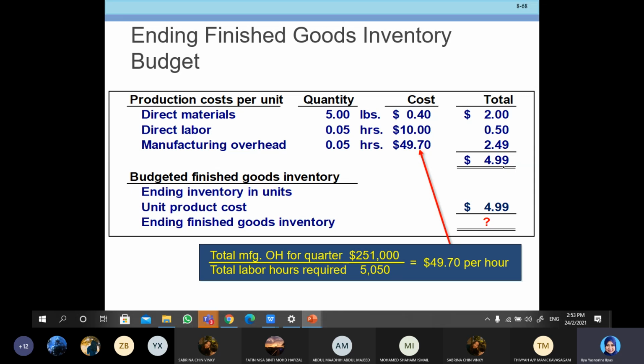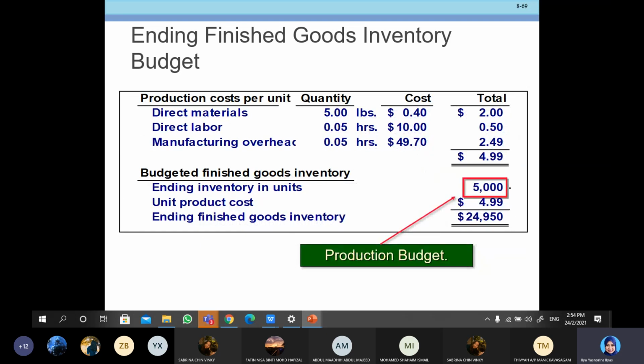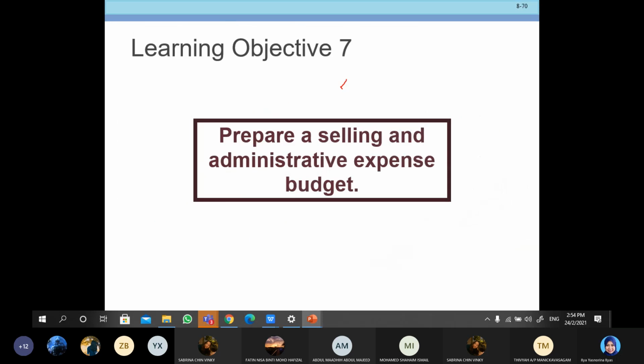Now we want to calculate ending inventory only. This one is from your production units, 5,000. Then 5,000 times 4.99, you will get ending finished good inventory of 24,950. So this is our ending finished good. Okay, the last one for today. Tomorrow I will continue with the cash budget.